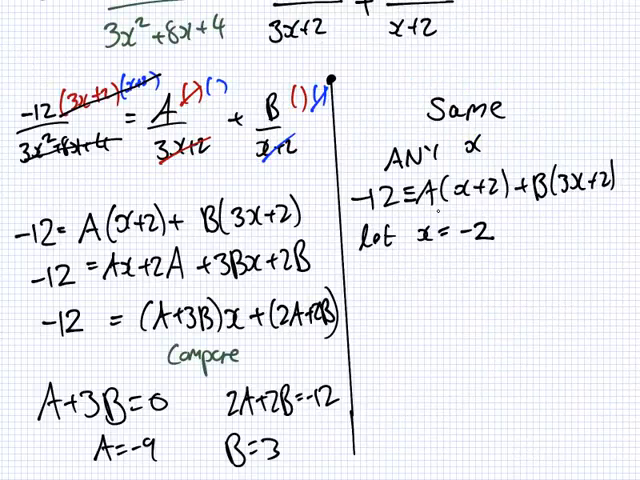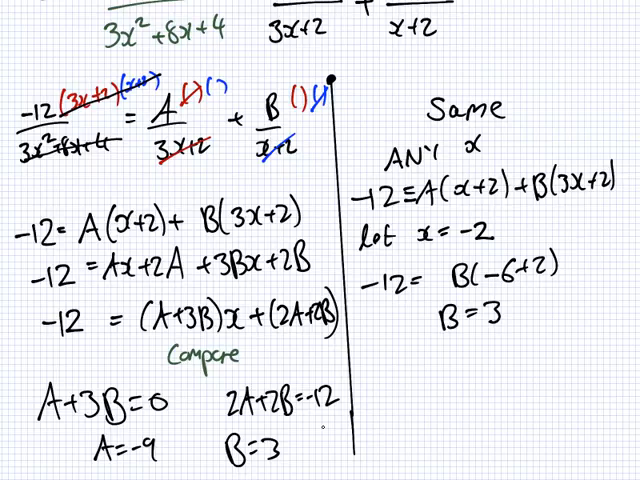So I choose x equals minus 2. Now, why do you think I chose that? Cancel this part out. So I get minus 12 equals b times minus 6 plus 2, which is minus 4. Minus 12 divided by minus 4? 3. It's the same answer. And likewise, what could I choose for x next? It's a bit messy, but I should choose minus 2 over 3. It'll make that part 0.